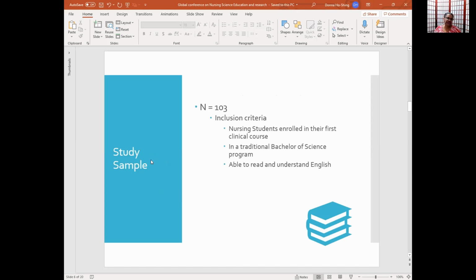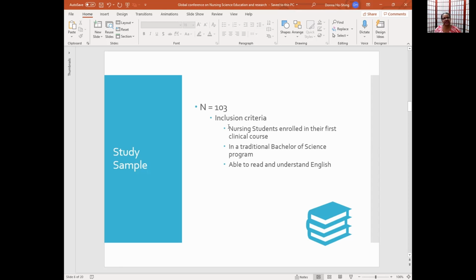So looking at the study sample, I had 103 nursing students. Just to let you know, before I could get IRB approval, they wanted to make sure that I wasn't the person collecting the data, because they didn't want the students to feel intimidated to do the study because I taught them or anything like that. These were nursing students enrolled in their first clinical course in a traditional Bachelor of Science program, and were able to read and understand English.